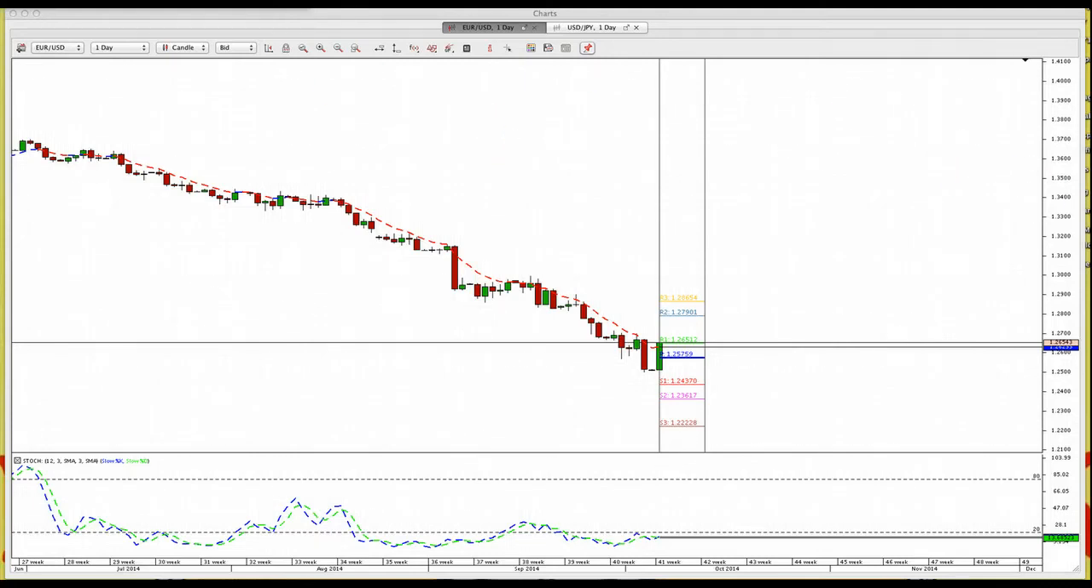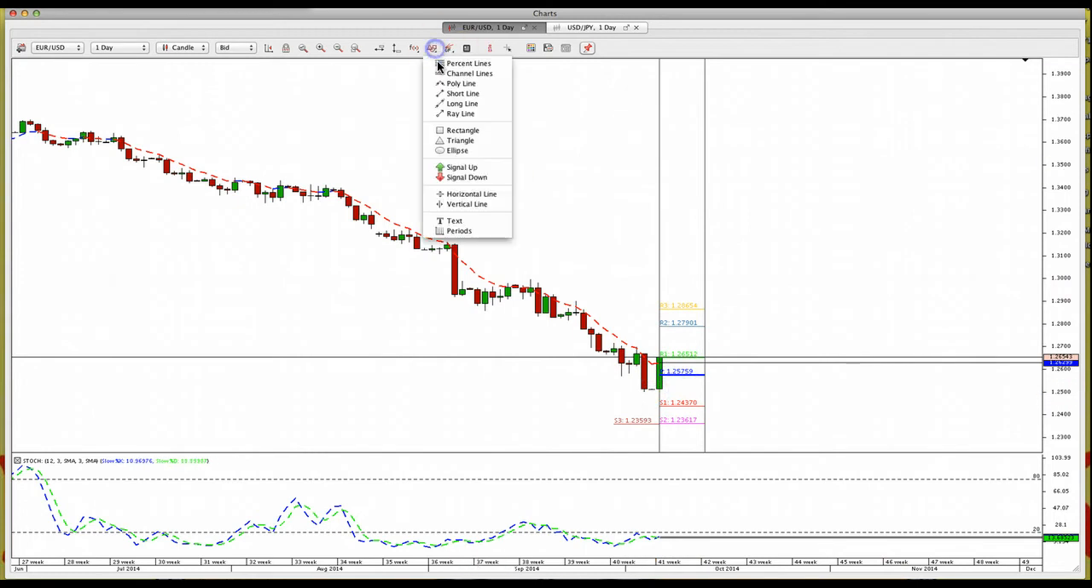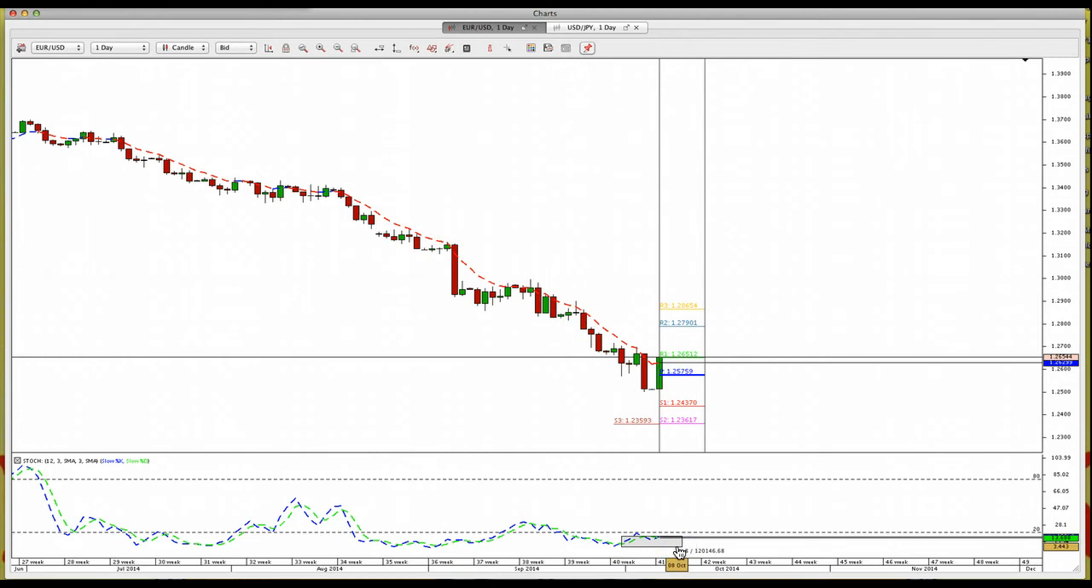Today is Monday, October the 6th, and we have a few decent setups on the daily chart, and I'll go over them right now. The first one is the Euro USD, and it looks like we have a nice morning star. We have confirmation, stochastics indicator is oversold.